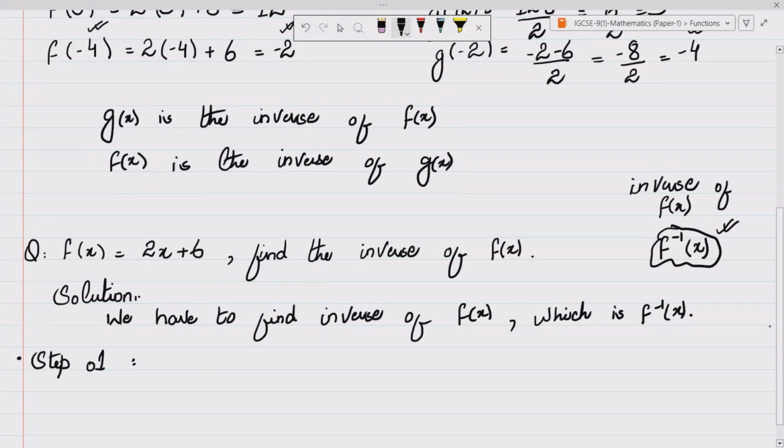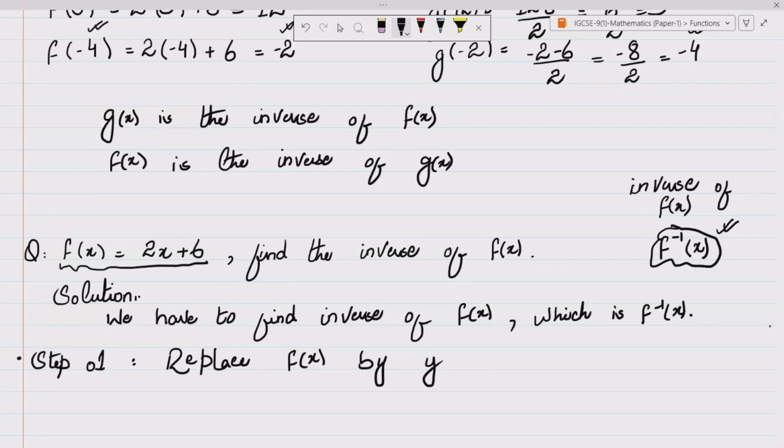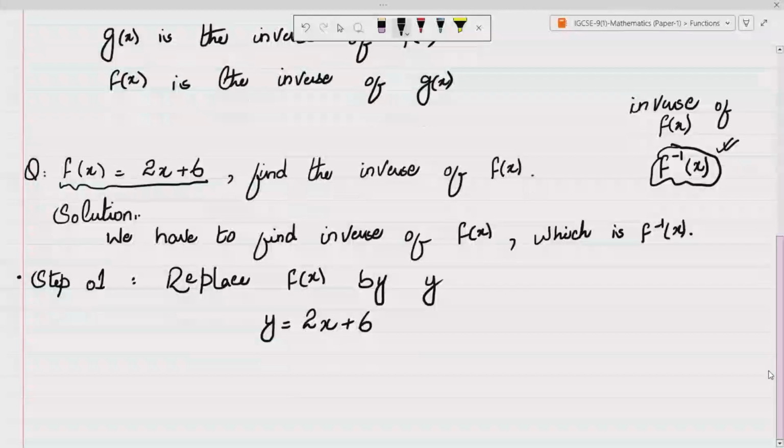The first step is replace f of x by y, right? So this is the first and a very simple step. In the function that you are given, first thing you have to do, in place of f of x, you have to write y. So y equals 2x plus 6. Simple thing.